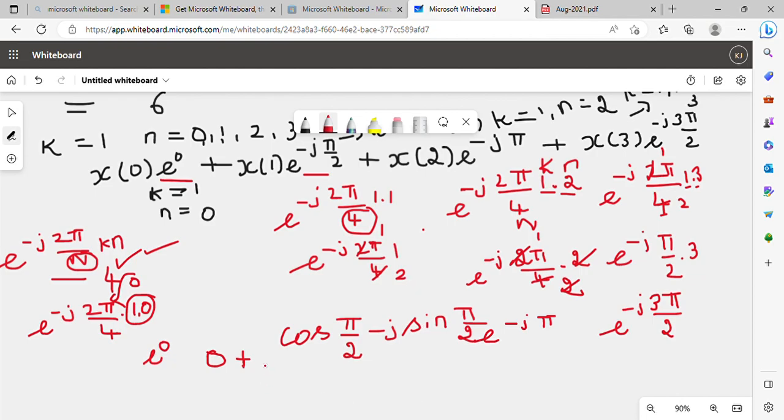So I got this e to the power of minus j pi by 2 as minus j. So now I have to write X of 1. X of 1 is 1 into your minus j, plus your 2 into, once again, cos pi minus j sin pi. So here it is cos pi minus j sin pi.